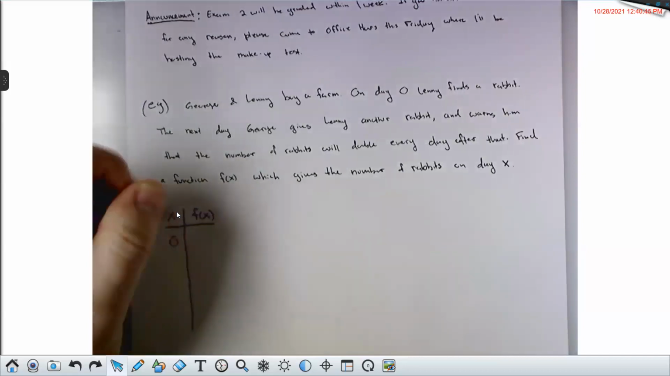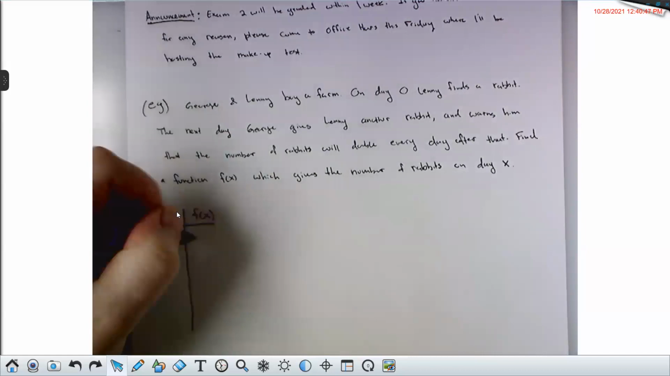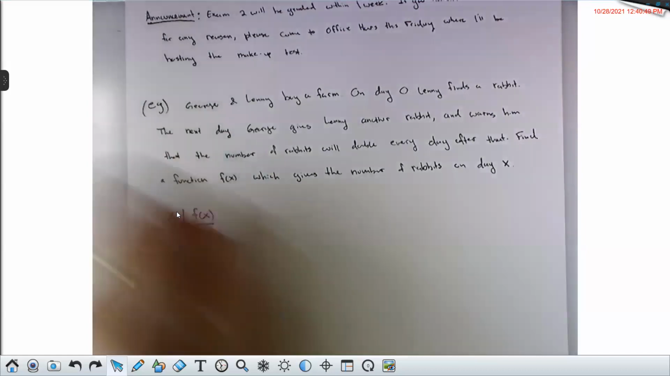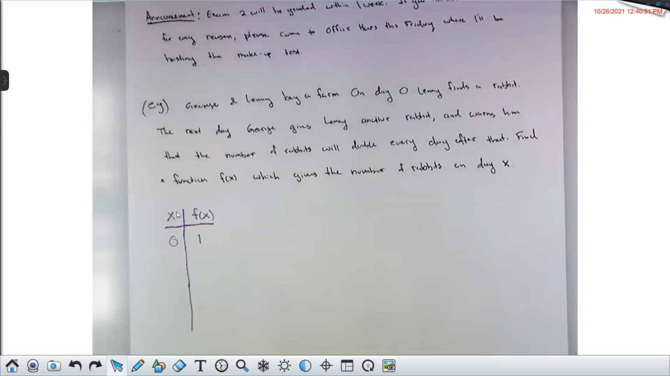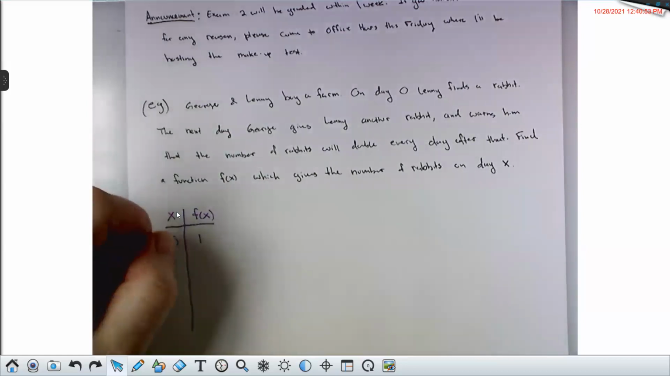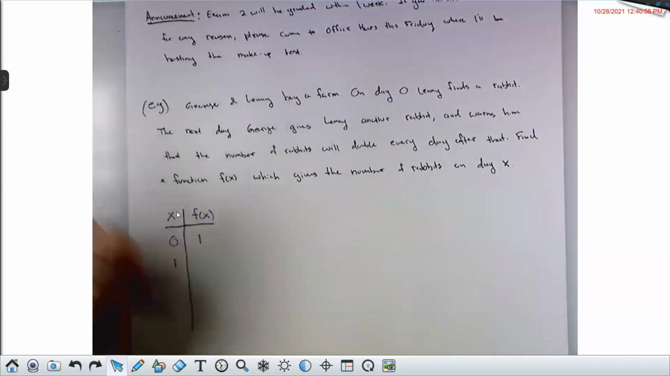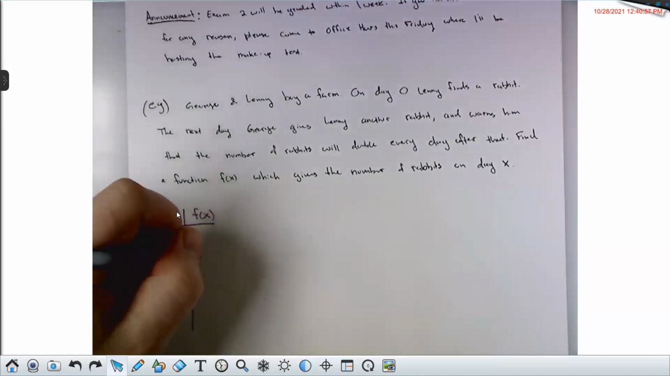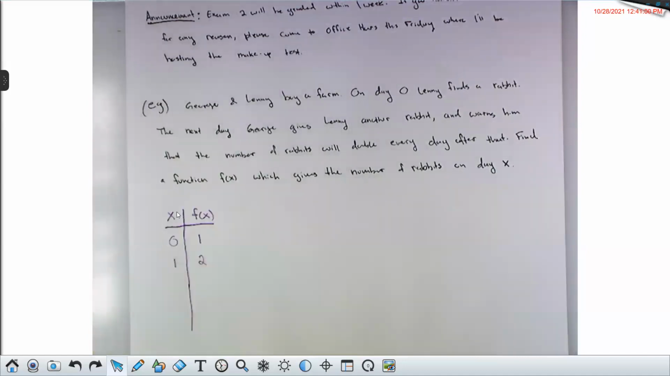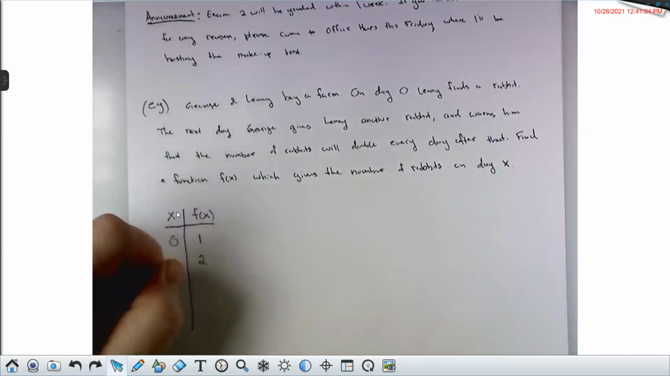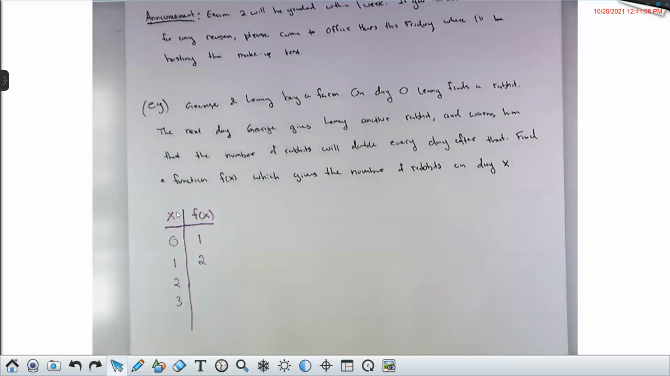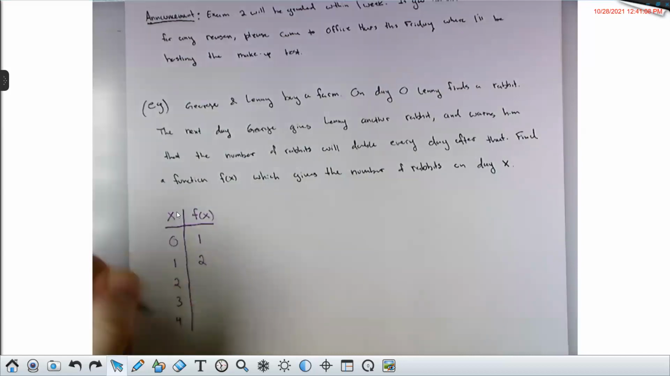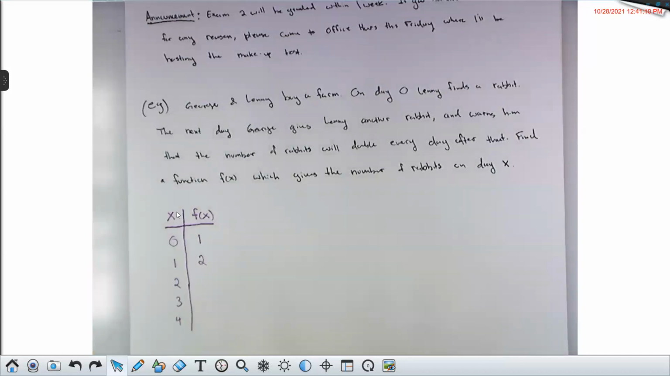On day 0, Lenny found a rabbit, right? So on day 0, Lenny gets 1 rabbit. The next day, on day 1, George gives Lenny another rabbit. So on day 1, Lenny has 2 rabbits. And then every day after that, let's go down to 4, the number of rabbits will double. So how many rabbits does Lenny have on the second day? On day 2.